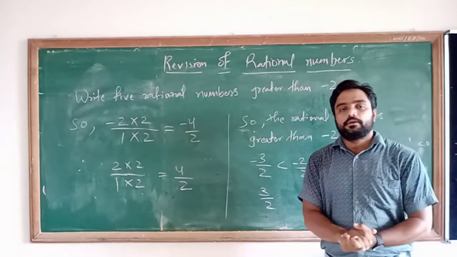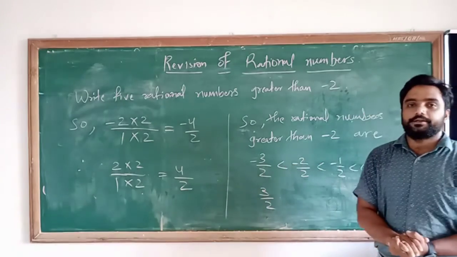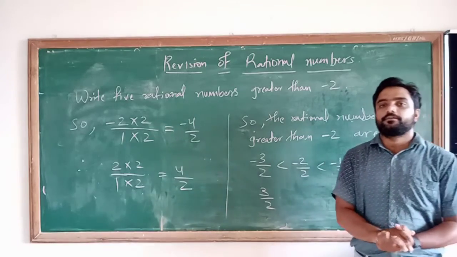Okay, you can write on the basis of the number line also, or without number line you can write the rational numbers between two rational numbers. Understand or not? So this is the completion of the revision of the first chapter.